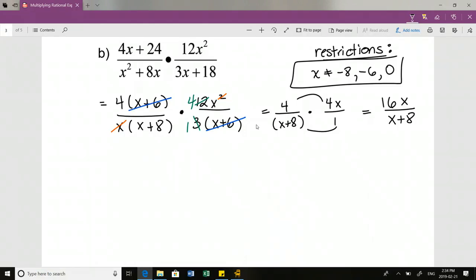Now, can I reduce any further here? Yes? 16 with 8? Yes. So remember what we talked about. If you're canceling something or reducing something and there's a plus right next to it, can we do that? No, we can't, right? And I can't do it with the x's either, right? Because there's a plus here. So that's actually as far as we can go with this guy.